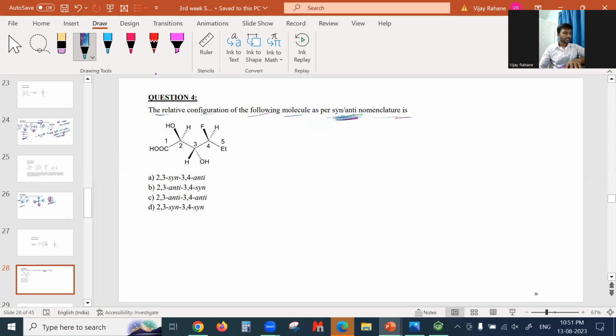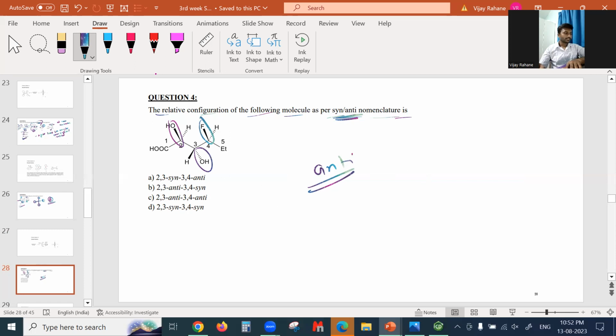So here, let's say a hydroxy group is present here, and a hydroxy group is present here. If you see, this is above and this is below. These are anti, right? And if they are on the same side, then it will be syn. Let's say if the hydroxy groups are both on the wedge bond, it will be syn. And here we can see the fluorine atom, so these are anti and these are also anti, right?